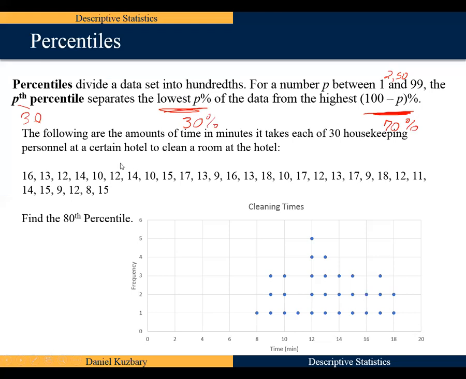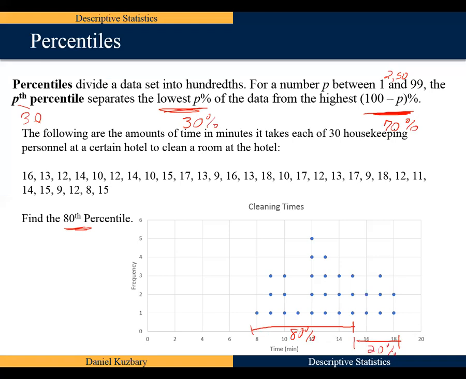So below, I have this housekeeping data. So these are the amount of times it takes for the housekeeping personnel to clean a certain room. So some people can clean it really quickly in like 9 minutes, and some people can clean it more slowly in like 18 minutes. We want to find the 80th percentile in this data set, which means we want to find the number that separates the lowest, and I'm just guessing here, the lowest 80% of the data from the upper 20% of the data.